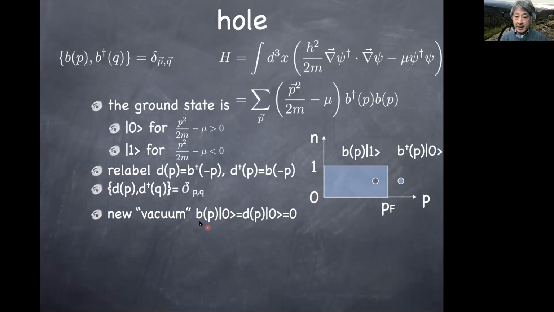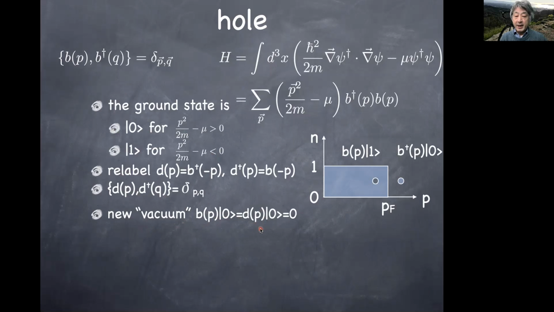So particles can be created above the Fermi momentum. Holes can be created below the Fermi momentum. And the annihilation operators for either particle or hole annihilate the ground state of the system. So this is now the new vacuum state for both annihilation operators, which turns out to be the same thing as the original ground state described using particles alone. So this was just a mathematical trick, but it actually helps us understand the ground state as the vacuum state, referring not just to the particle vacuum, but also to the hole vacuum.